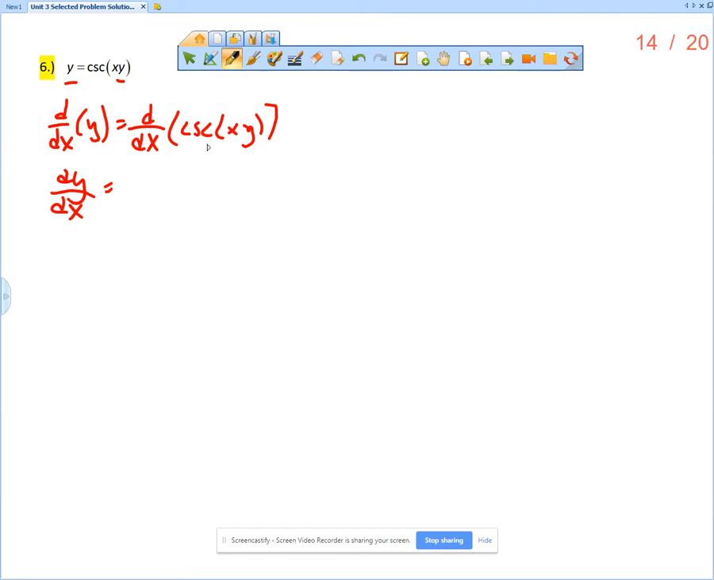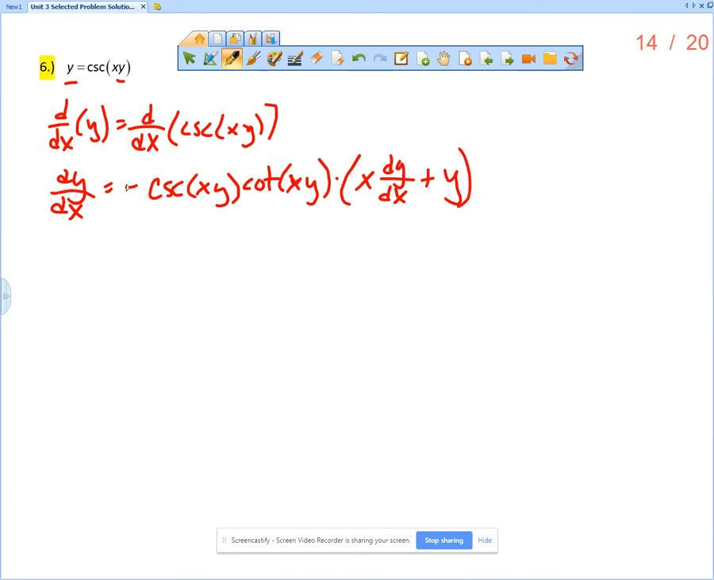We're going to have to use the derivative of cosecant, which is negative cosecant of xy, cotangent of xy, and then times the derivative of xy. So now we need the product rule: x times dy/dx plus y times the derivative of x, which is just 1.